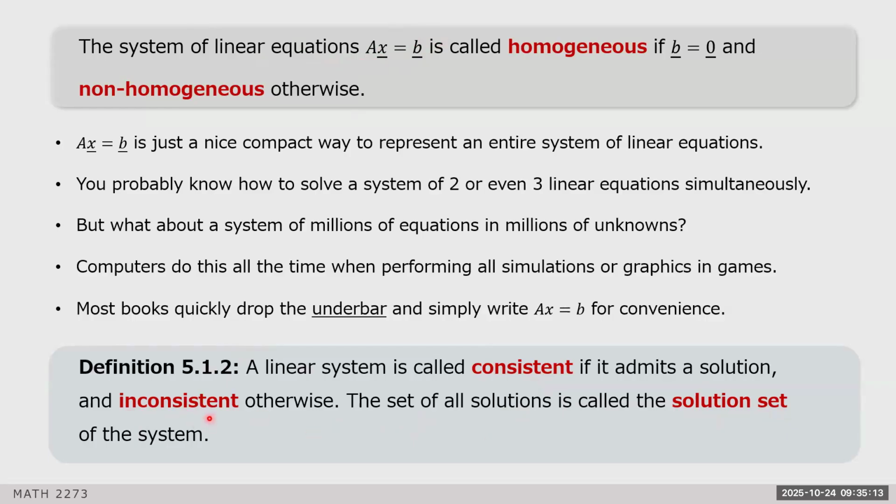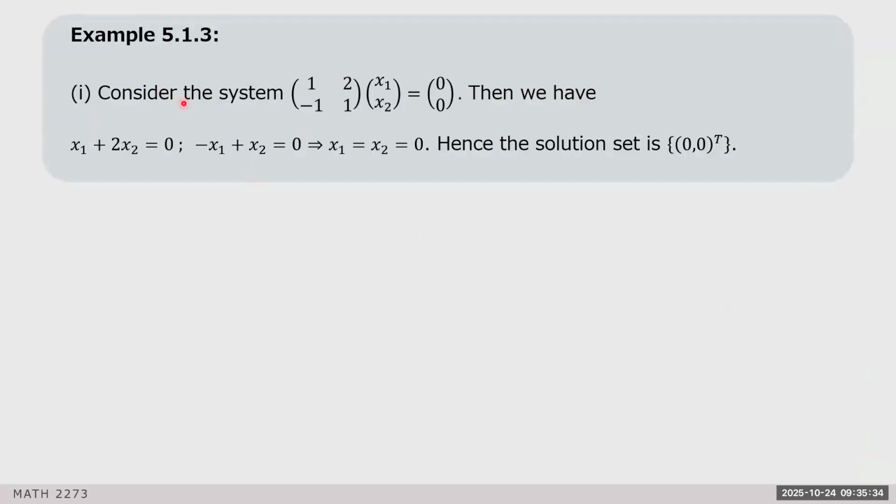There's no solution. The solution set might be one vector. Maybe this system only has one solution. Or the solution set might be an infinite set. Okay, you have infinite elements. In that case, there are infinite solutions. So what are some examples of this? If we consider the system, this is your matrix A, this is X, and this is B, right? So you see the system is homogeneous.